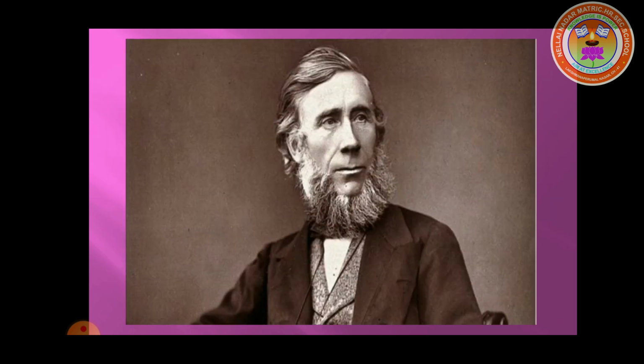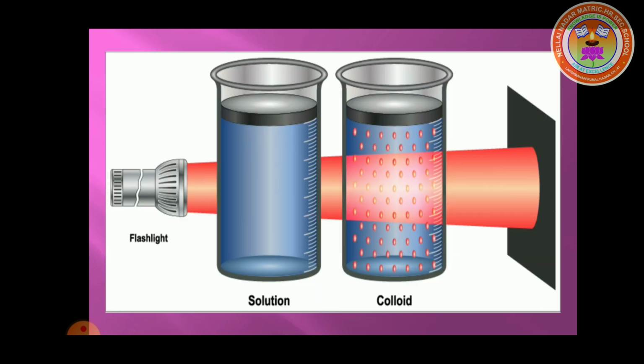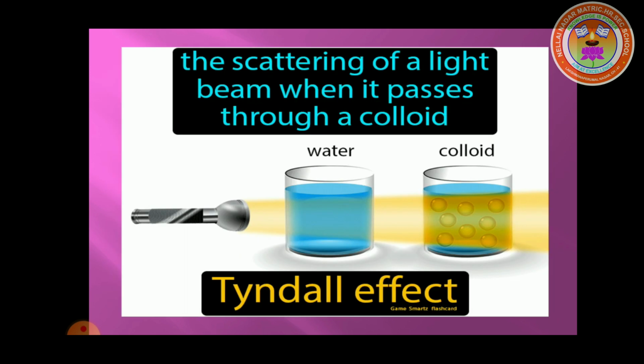So, what is meant by the Tyndall effect? It is the scattering of a light beam when it passes through a colloidal solution, and that illuminated path is visible. That is called the Tyndall cone. This phenomenon is called the Tyndall effect, and it only takes place in a colloidal solution, not in a true solution. So students, now all of you have understood Brownian movement and the Tyndall effect.